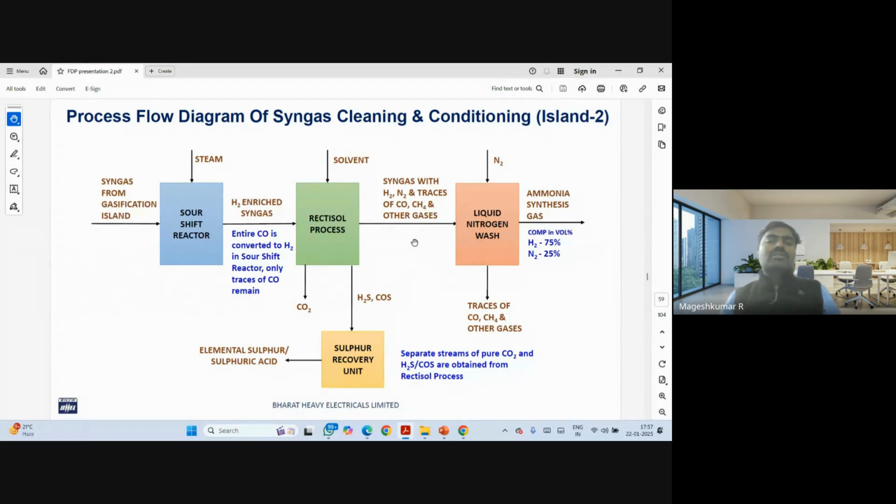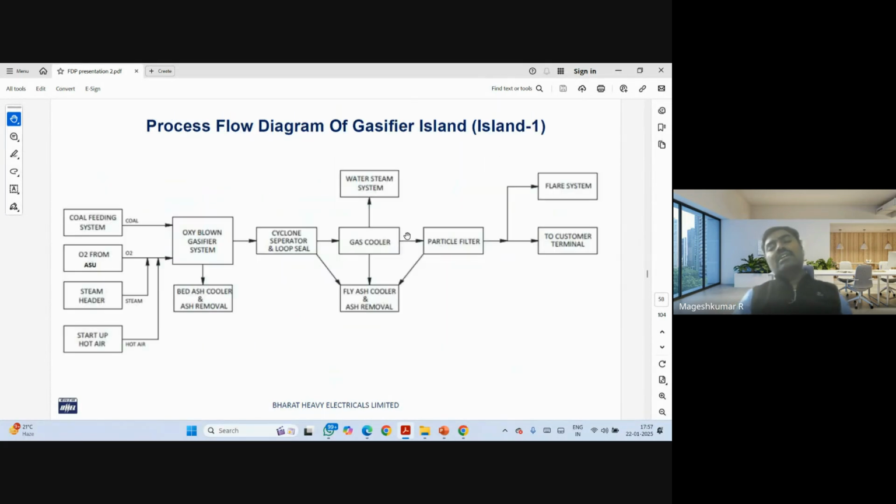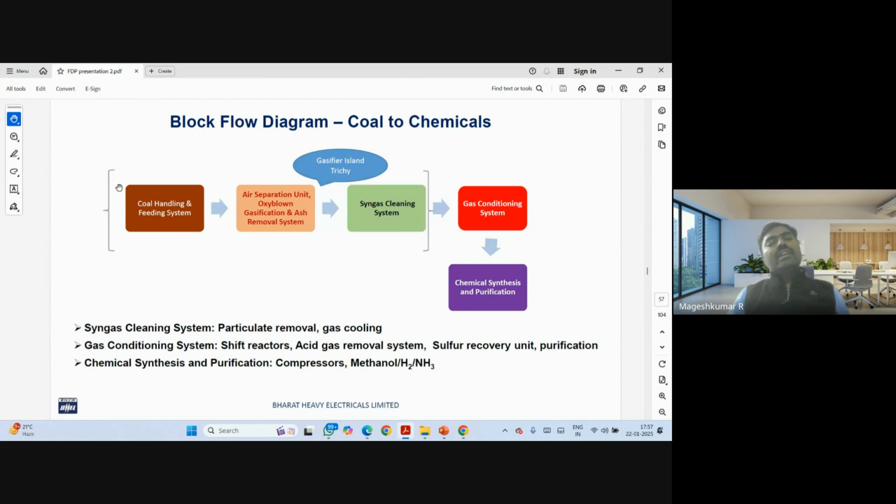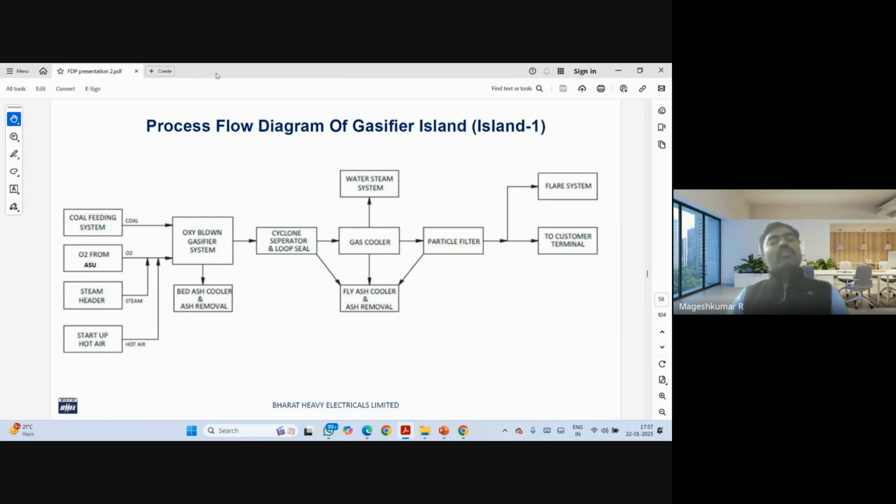Again, the process flow of different islands. See, here we are saying island 1, island 2 because each process is a particular technology. A lot of technological things are there. As we say, it looks like a single word, but each one we can assume is almost like a 3,000 crore worth project. This gasifier is 3,000 crores.